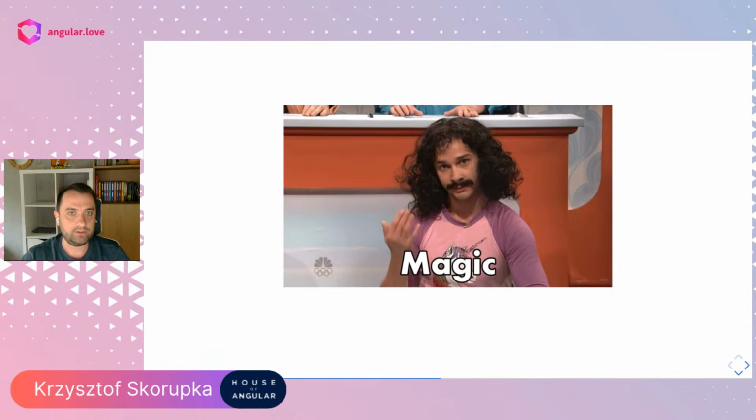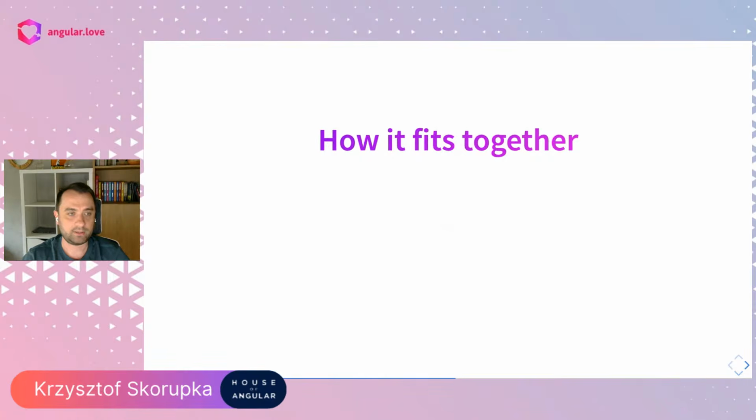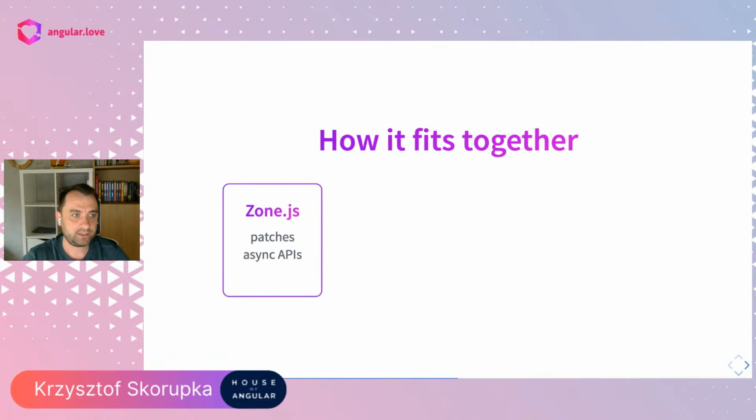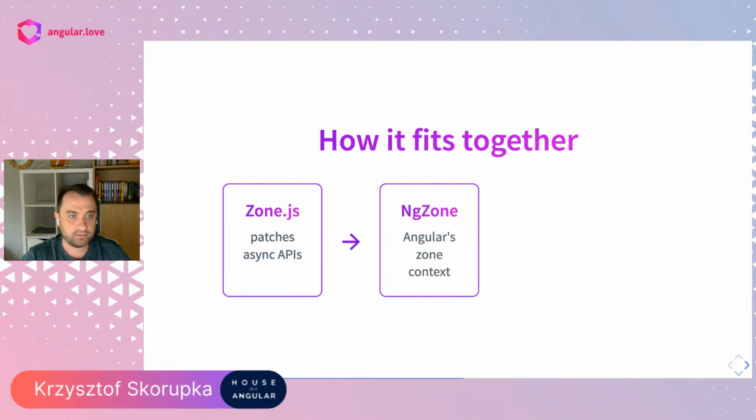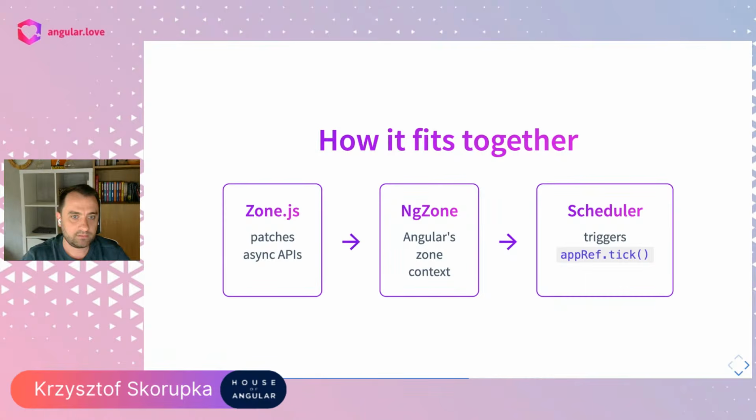So let's dive into Zone.js and its concepts. How does all of this fit together? Let's try to at least a bit demystify this magic. There are three parts. There is the Zone.js library, which really gets the async APIs and monkey patches them. We will get to that in a moment. There is NgZone. This is the Angular zone context, so it is already aware of Zone.js. And then there is a scheduler, which is, on the other hand, aware of NgZone.